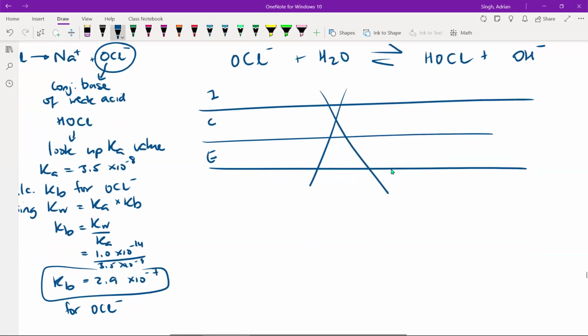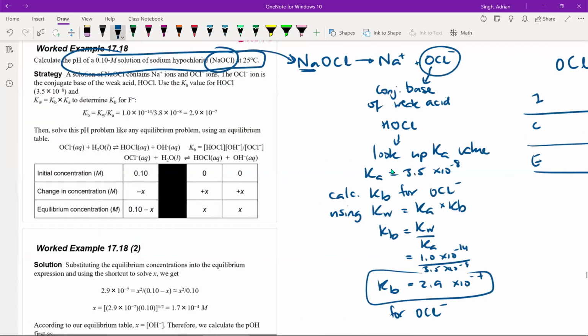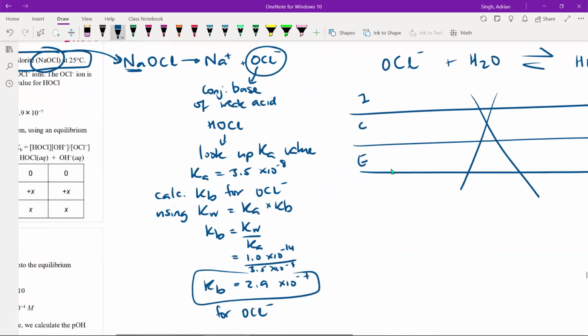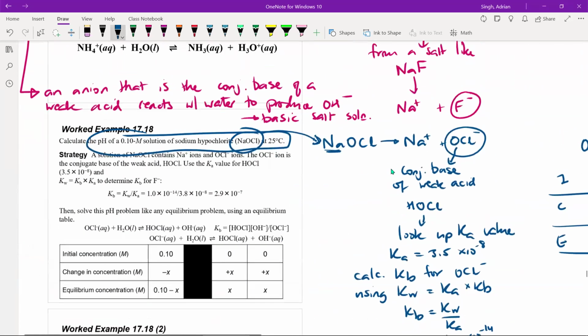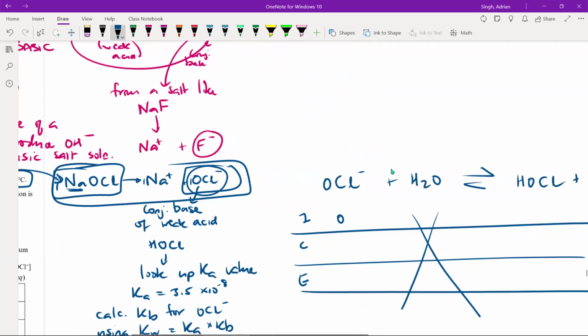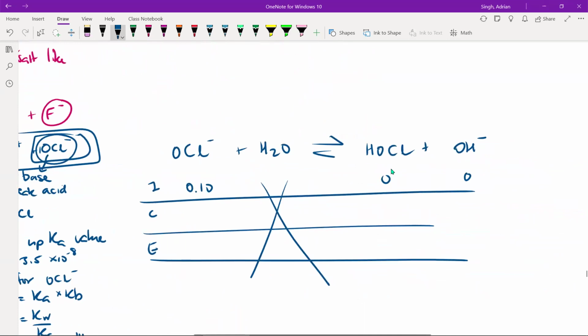If we have our Kb value, we can use that in conjunction with the ICE table. We're given a 0.10 molar solution of sodium hypochlorite. In aqueous solution, this will dissolve in a 1:1:1 mole ratio, so the concentration of the hypochlorite ion will be the same. So we have 0.10 to start with, and we have none of these.